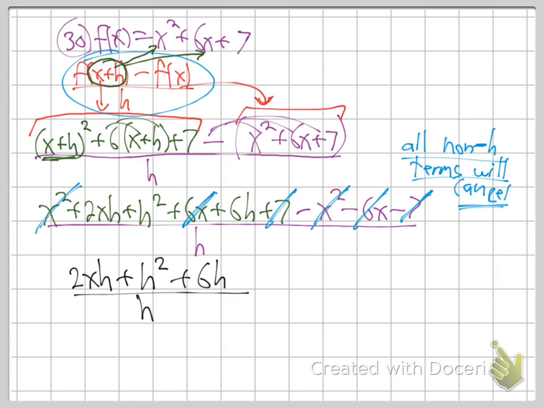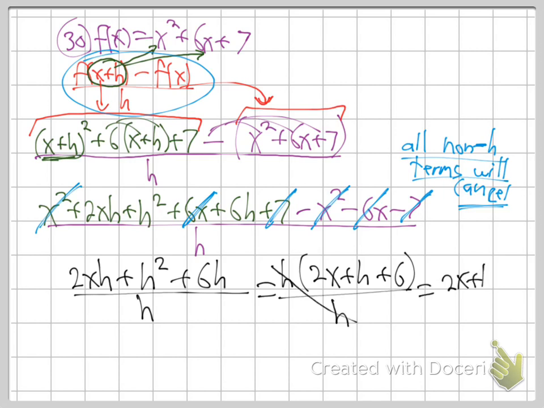And now what do we do? You can cancel or factor, if you want to just factor an h out of all of them. And then it cancels like that. So it's just 2x plus h plus 6. There it is.